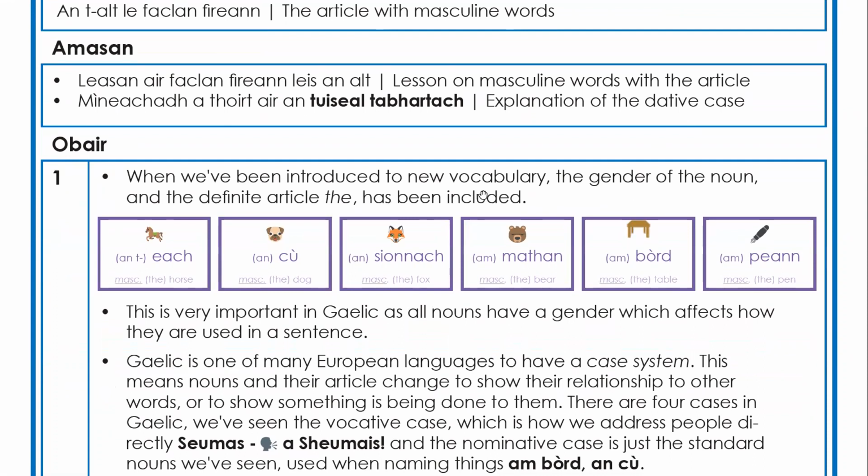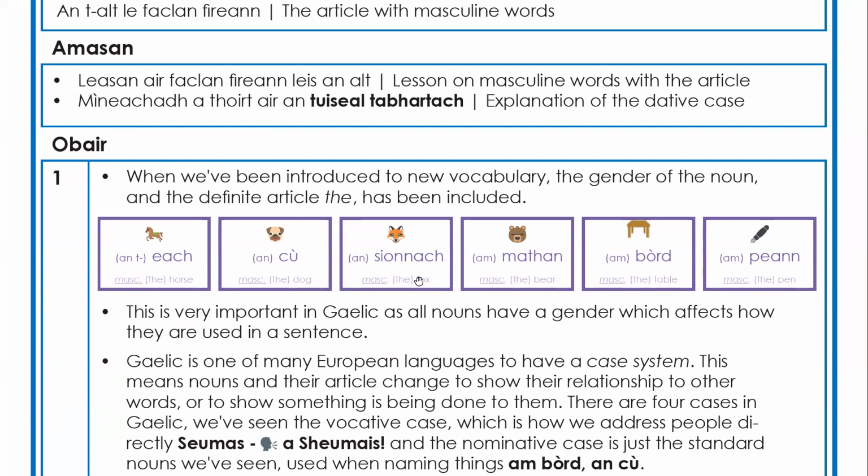So when we've been introduced to new vocabulary so far in the course, the gender of the noun and the definite article the has been included. So here's some examples of words we've seen introduced in the course. Purple box is for nouns. We have each, which is horse or a horse. You'll see noted that it's masculine, and we've also included the article, so to say the horse, an t-each. Cù, dog or a dog, the dog, an cù.